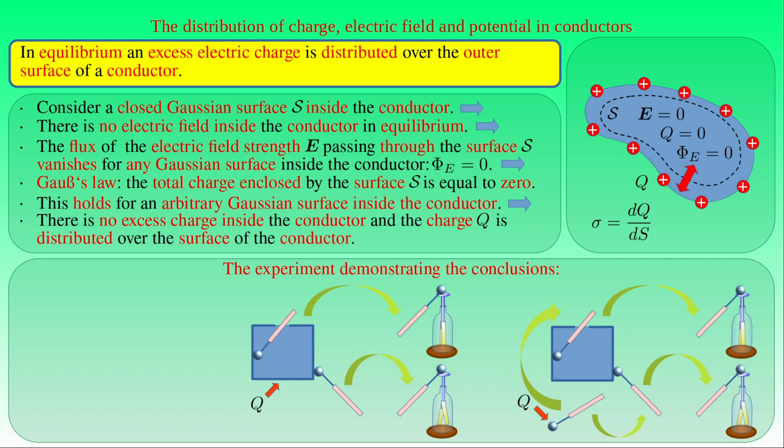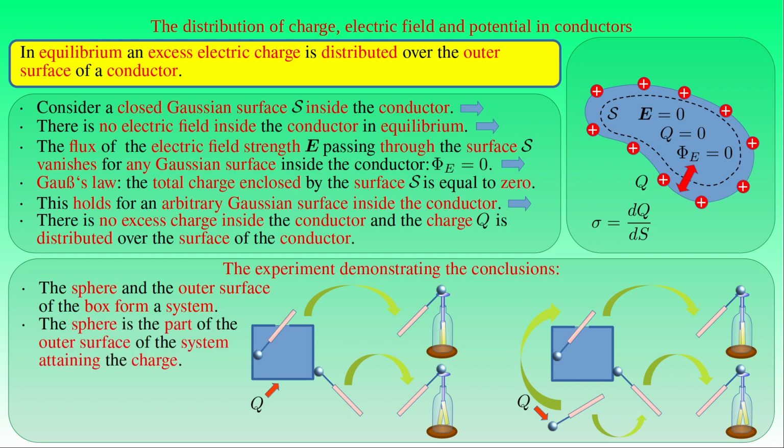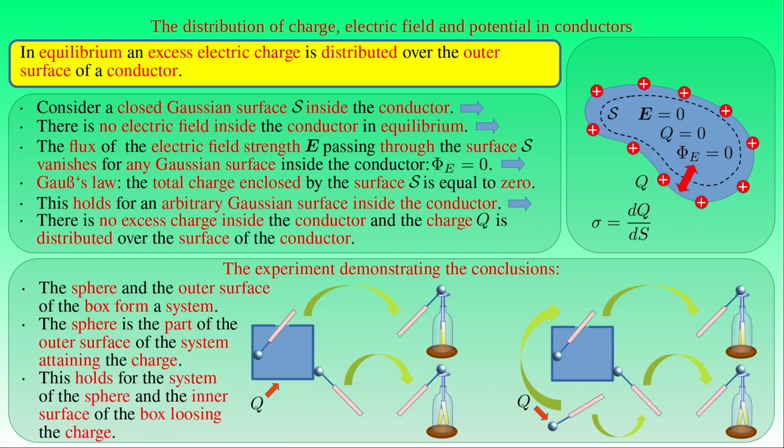The result of the experiment shows that when the metal sphere is brought into contact with the outer surface of the metal box, then the sphere will either attain or keep some amount of charge, since the sphere and the outer surface of the box form one system and the sphere is part of the outer surface of the system. When the metal sphere is brought into contact with the inner surface of the metal box, the sphere either loses all its electric charge, which will move to the outer surface, or does not attain electric charge at all, since the sphere and the inner surface of the box form one system.